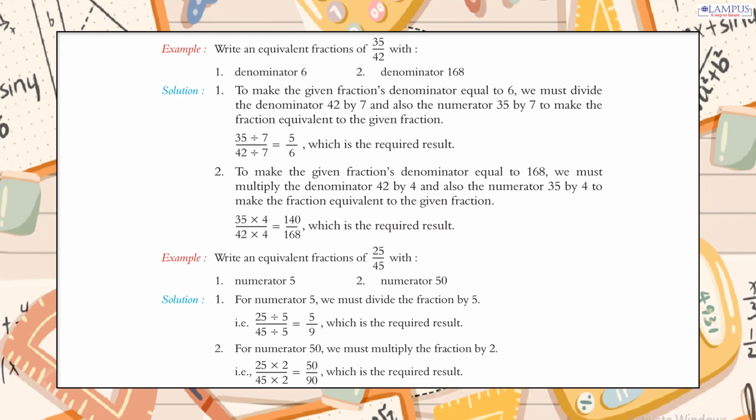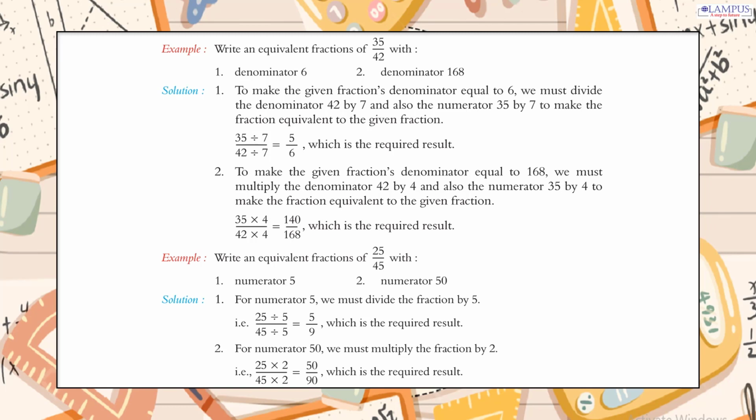Example. Write equivalent fractions of 25 by 45 with 1. Numerator 5, 2. Numerator 50. Solution. 1. For numerator 5, we must divide the fraction by 5. That is, 25 divided by 5 by 45 divided by 5 equals 5 by 9, which is the required result.